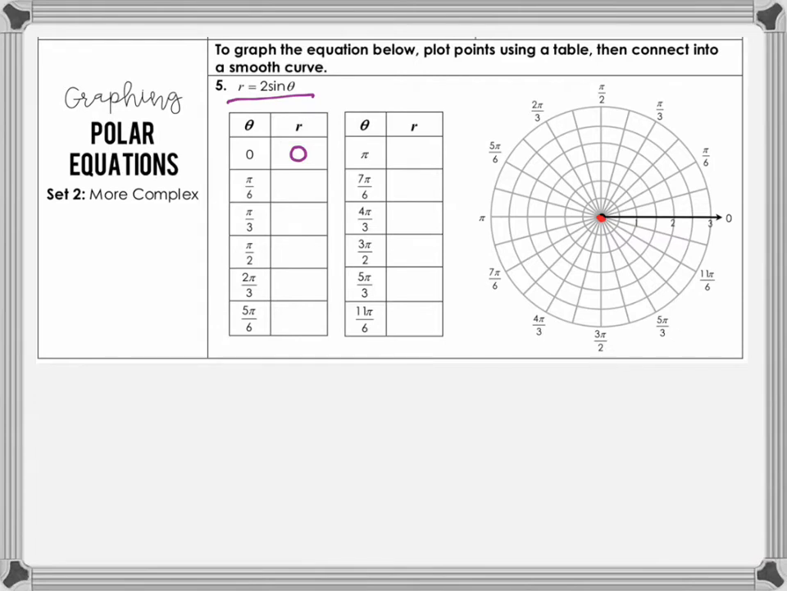So now going back to here, we make theta pi over 6. So sine of pi over 6 is 1/2. So 2 times 1/2, which is equal to 1. So at pi over 6, we're at 1, which looks like it's right here. So pi over 6, 1. Shoot, told you I was going to use red. So right here, this dot right here.